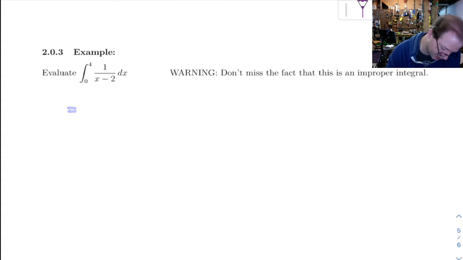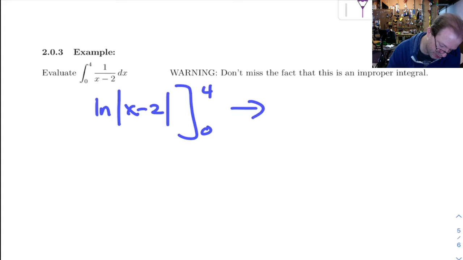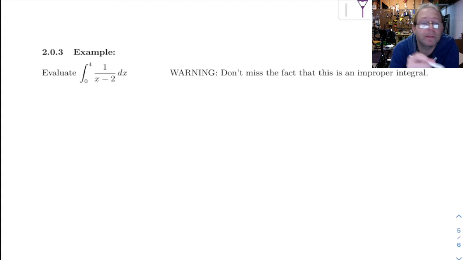If you just took this and said, oh, this is going to be ln of x minus 2 from 0 to 4, you can plug those numbers in and you get the wrong answer. So don't do that. You need to catch that this is improper because in between 0 and 4 is the number 2. And this function, 1 over x minus 2, has a vertical asymptote at 2.